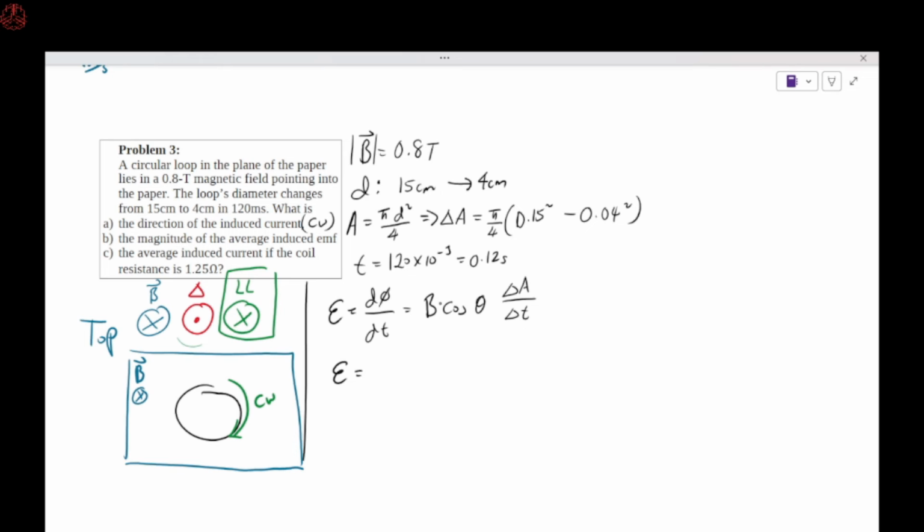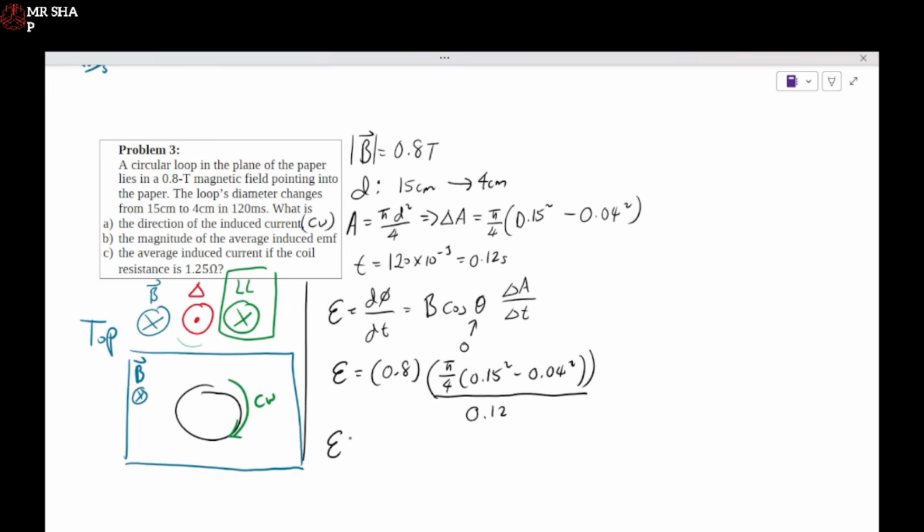Since the circular loop is just placed on the paper, the angle between the circular loop and the paper will simply be 0. So this is going to be 0. That means cos 0 is 1. So then I'm left with just B, 0.8. Then I have to multiply it by the change in area. So pi over 4, 0.15 squared minus 0.04 squared. Okay, and then that whole thing is divided by the time, which is 0.12.